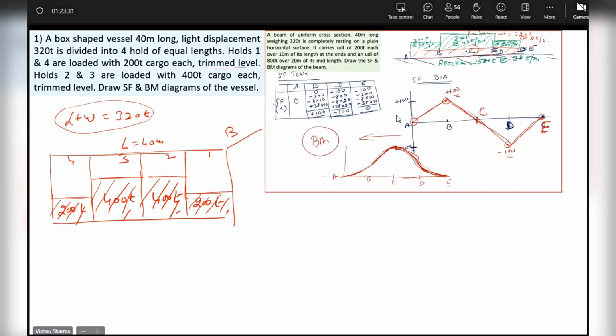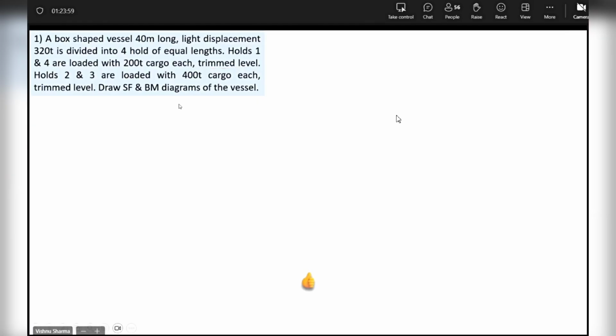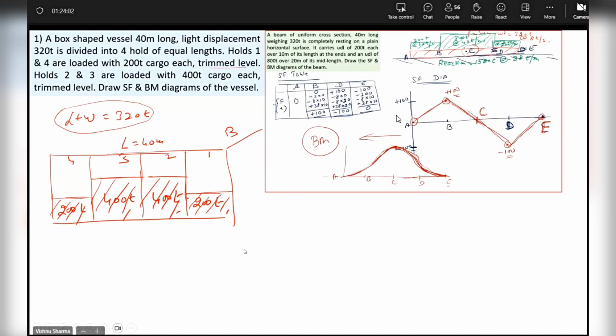Am I clear, beta? Even if it is not said, because otherwise you'll have to give me details. Where is the machinery? What is the weight of the machinery? Where is what, and what is the weight of each component, right? If it is not given in the question, we will assume that the light weight is uniformly distributed. Light displacement is uniformly distributed. Is that clear, beta? Guys, am I clear about the assumption we have made here and the reasons the assumption had to be made? Is that clear to everybody?